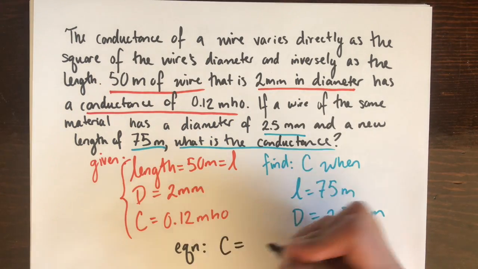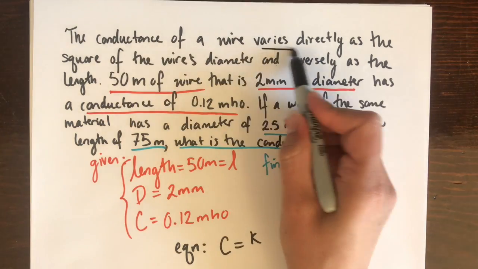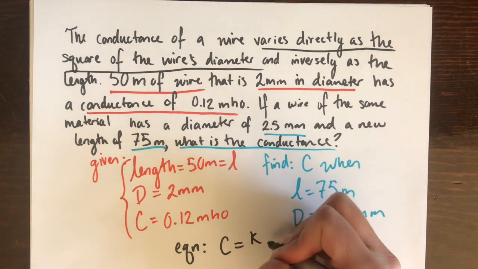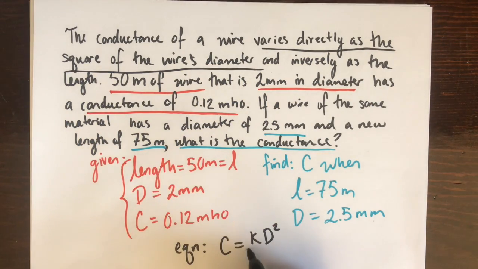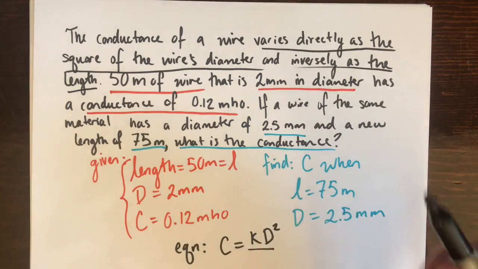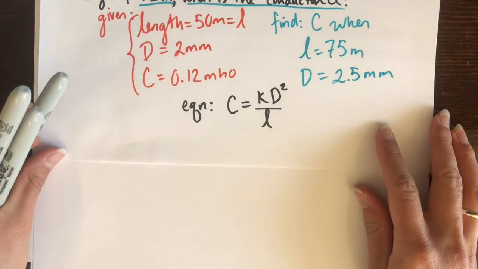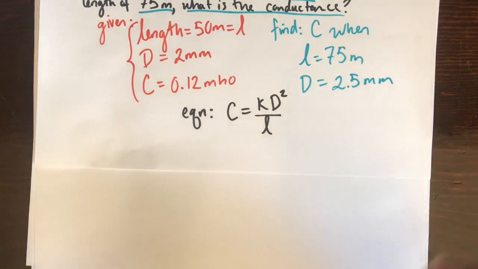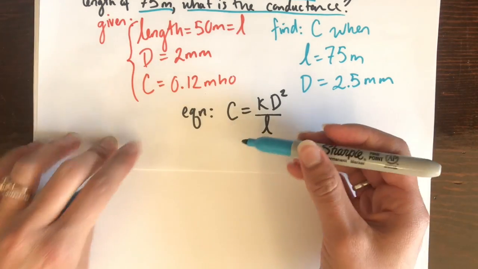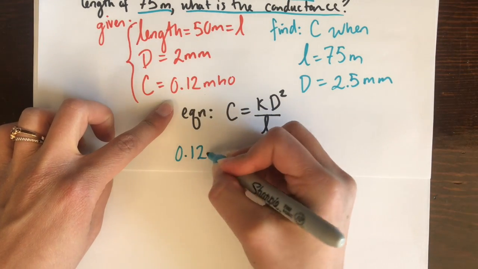Okay, so now I need to make an equation. So my conductance is going to be equal to K. I always write a K, right, when I'm doing variation problems. Now it's varying directly as the square of the diameter, so I write D squared on the top, and inversely as the length, so I'm going to write L on the bottom, right? So whatever's inverse is going to go on the bottom of the fraction. Whatever is direct proportion or joint variation is going to go on the top.